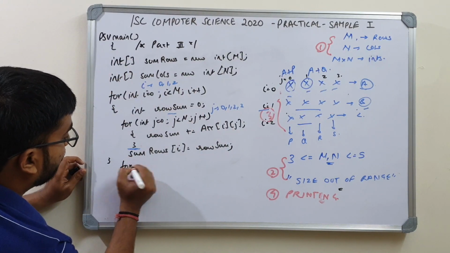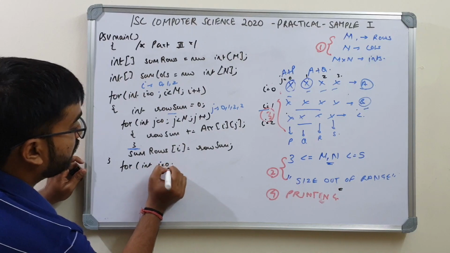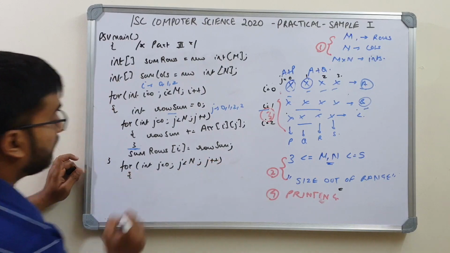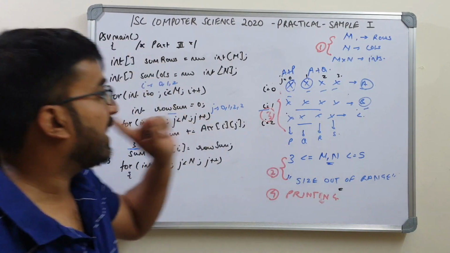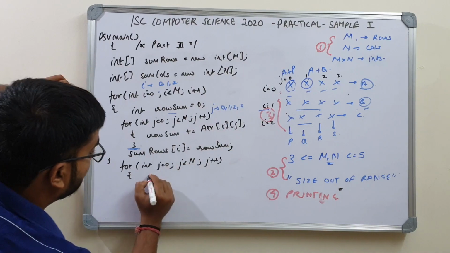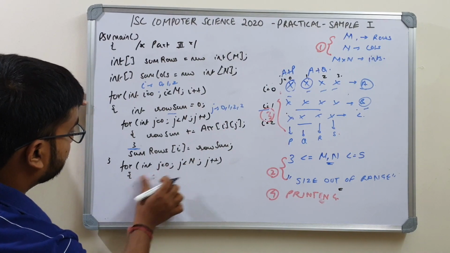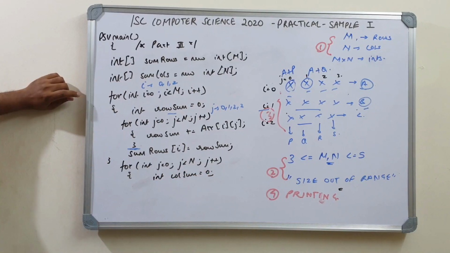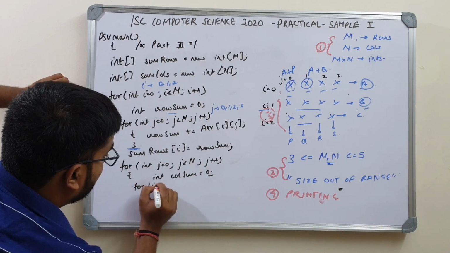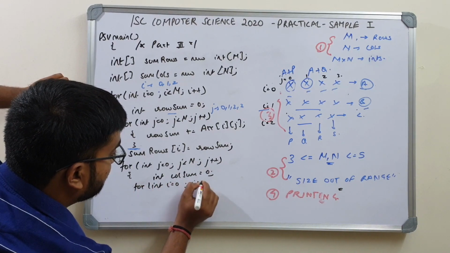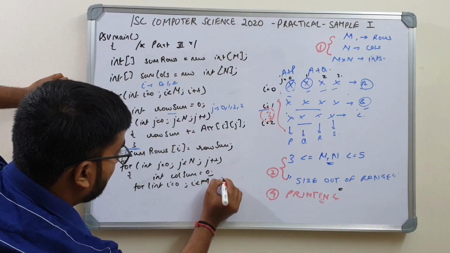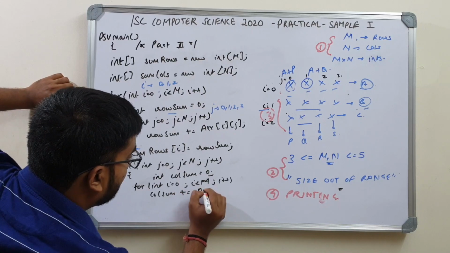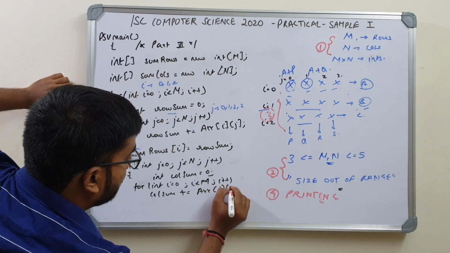So I'll say for int j equals 0 for each column, j is less than n, j plus plus. Then for each j, find the sum of each column. So I'll say int col sum is 0. Then I'll say for int i equals 0, i is less than m, i plus plus, col sum plus equal to arr of i j.